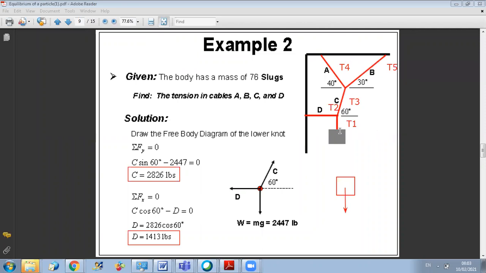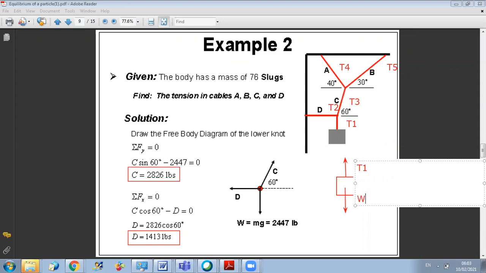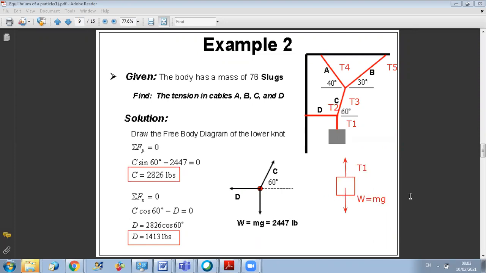Now, to start with, the easiest one to find is T1, since T1 is connected to the block. So if I take the free body diagram of the block, I have here T1, and I have here the weight of the block, which is equal to M times G. Now, in English units, pay attention, G is not 9.81, G is 32.2. So when you have mass in slug, you multiply by 32.2, you get the weight in LB, which is the English unit of force.